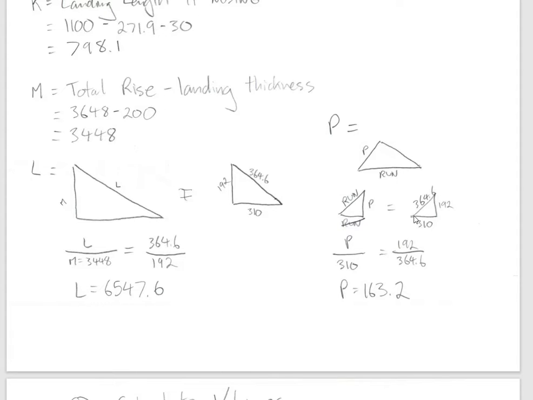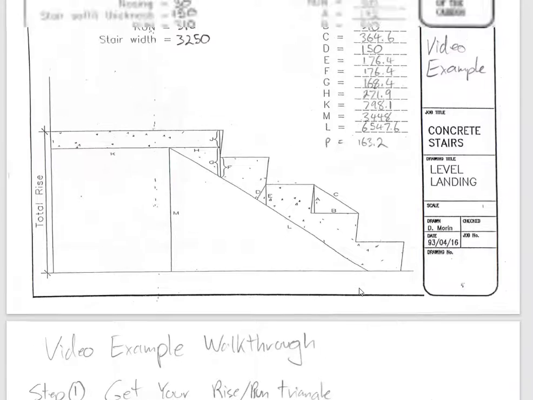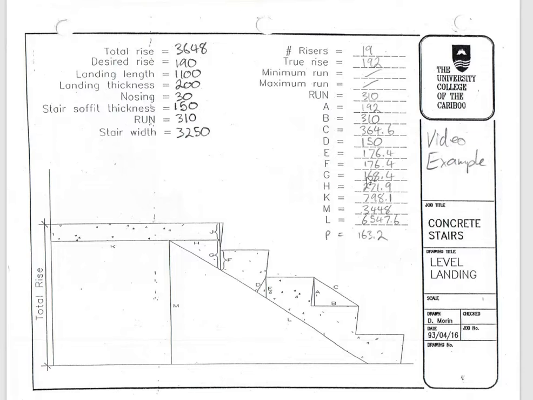And here's your triangle to proportion it off against. So P is proportional to 192. And the run, which we know is 310, is proportional to 364.6 in this situation. Cross multiply, divide, P is 163.2. And that does it for our dimensions. We've got all of those figured out now.